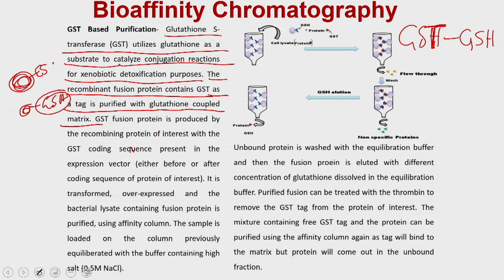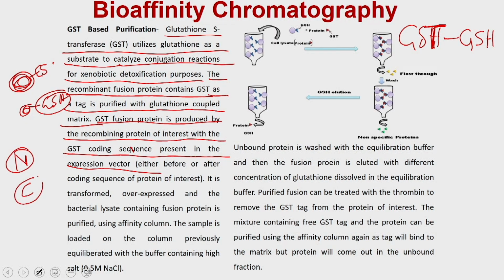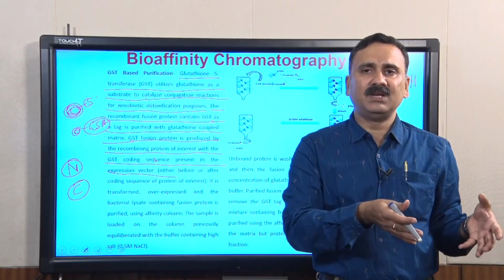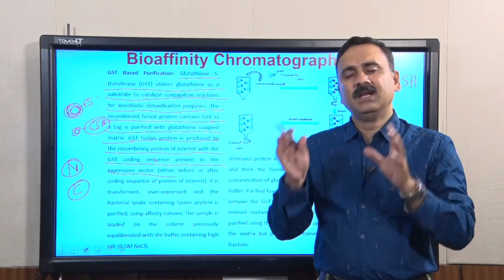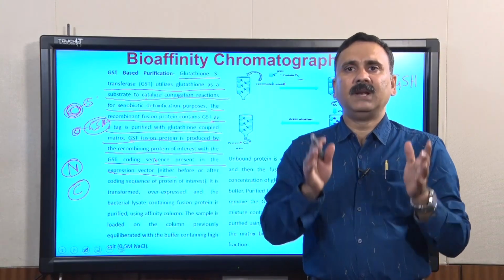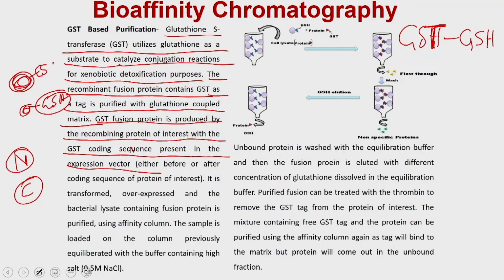The GST fusion protein is produced by recombining the protein of interest with the GST coding sequence present in the expression vector. It can be done on the N terminus of your protein, or on the C terminus. Irrespective of whether the GST is present on the N terminus or the C terminus, the GST is fully functional and can bind to GSH which is present on the beads.